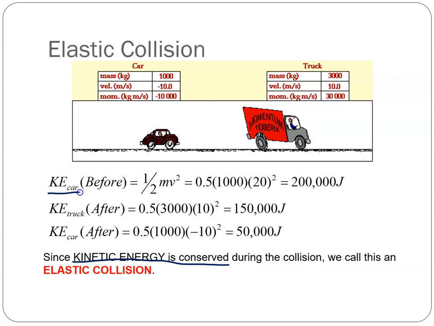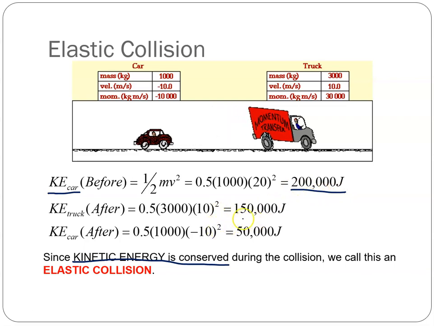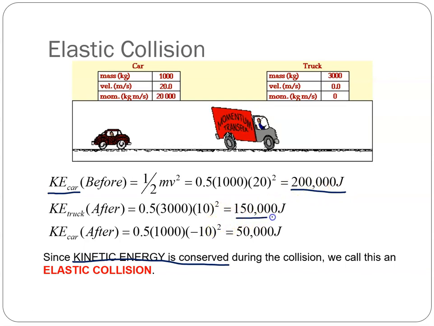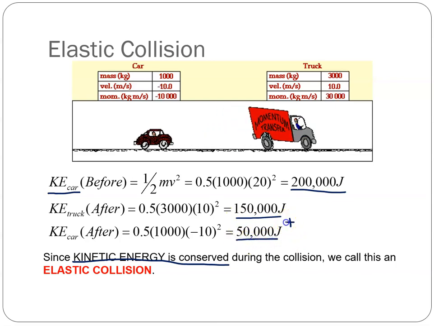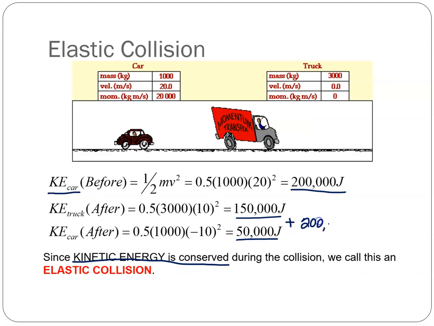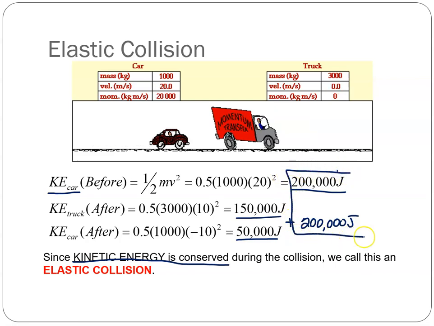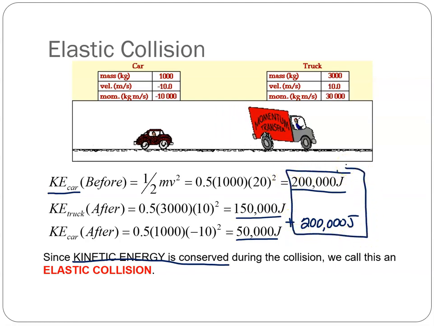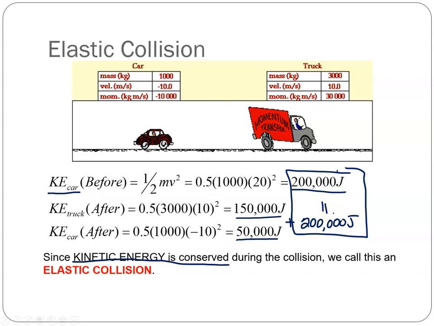So in this case, the kinetic energy of the car, since the truck didn't have any, in the beginning was 200,000 joules. After the collision, the truck has a kinetic energy of 150,000 joules, the car has a kinetic energy of 50,000 joules, and when I add them together, they will also be 200,000 joules. Now remember, energy doesn't have a direction, so we don't worry about the fact that one's in the positive direction and one is negative. So we just add them together. And so these two are equal, which means that this is a truly elastic collision.